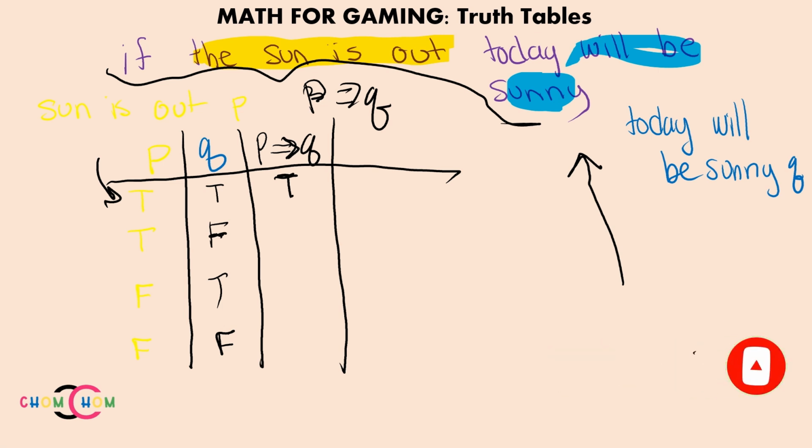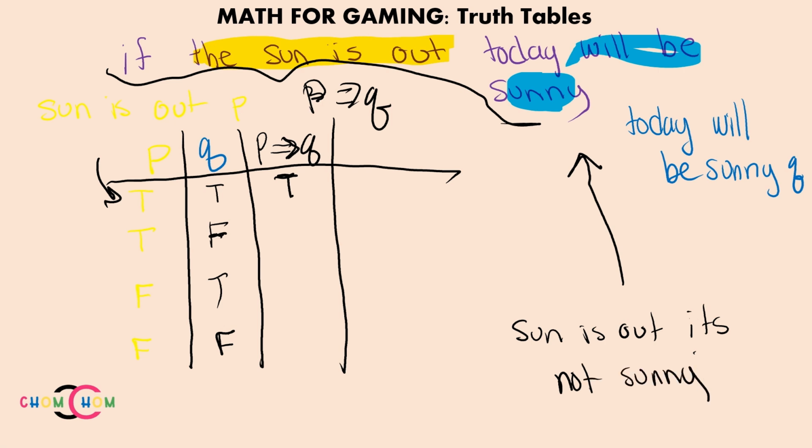Now, true, false. So our statement P is true. So the sun is out, but it's not sunny. So if the sun is out but it's not sunny, is our statement true? It's false.